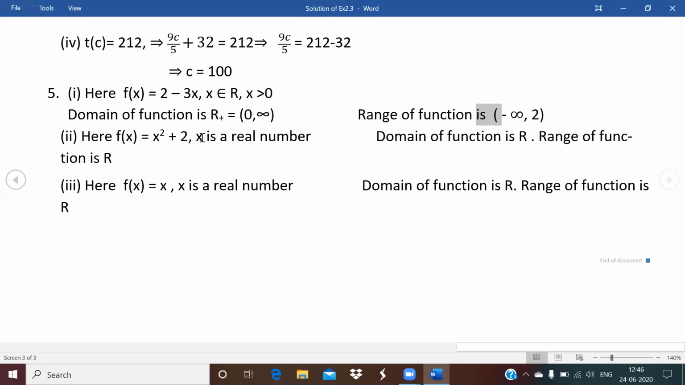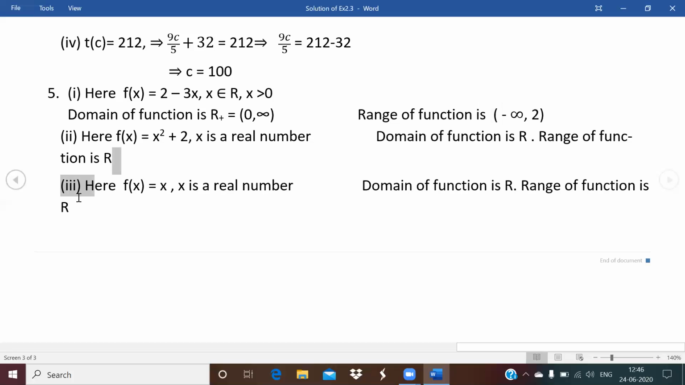And the range of this function is not all real numbers. Whatever value we substitute for x, its square is always positive, whether x is negative or positive. That's why you will get the range of this function, which is R positive, all positive real numbers.